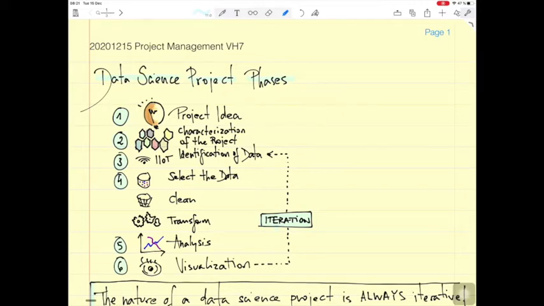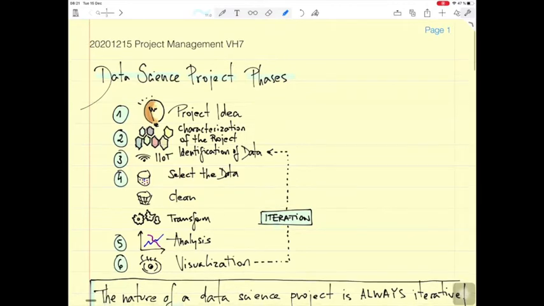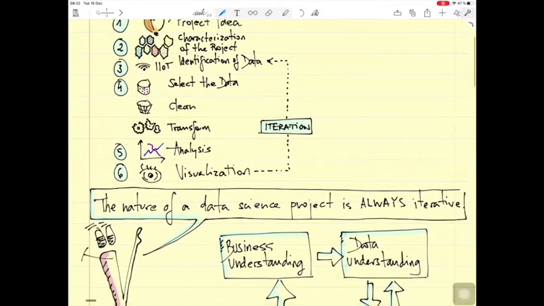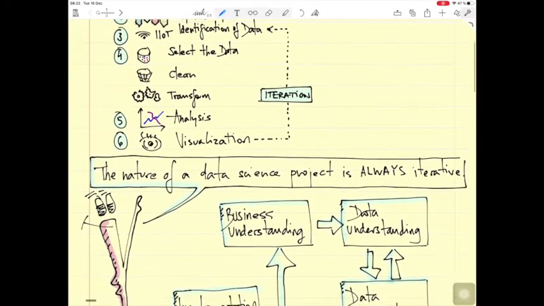Then we're going to select the data. On number 4, we're going to clean it. We're going to transform it. After that, we're going to perform an analysis, then a visualization, and this is going to happen in an iterative way so that we can adjust steps 3 to 6.